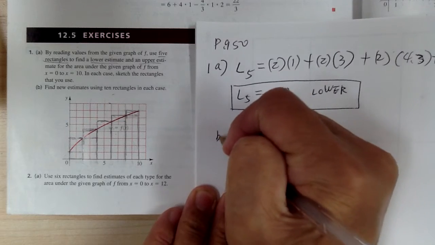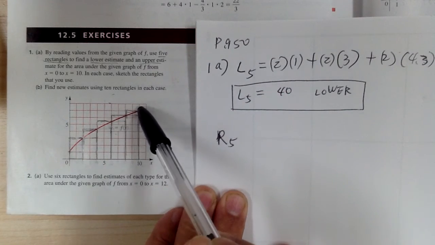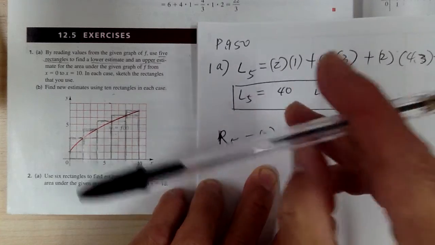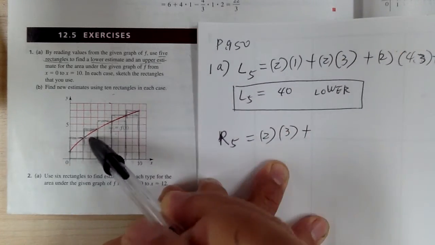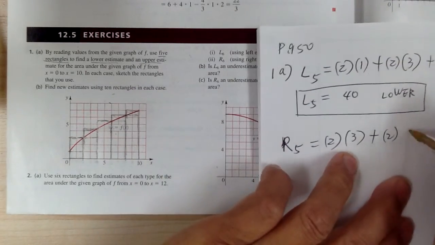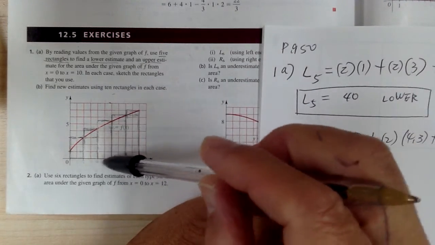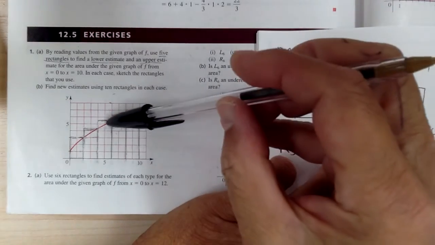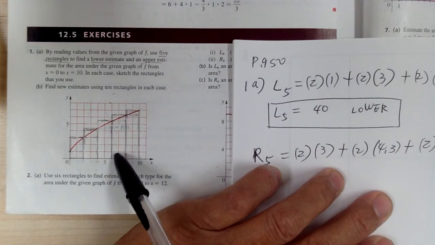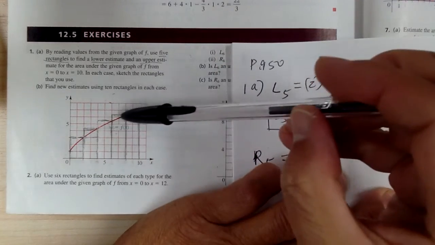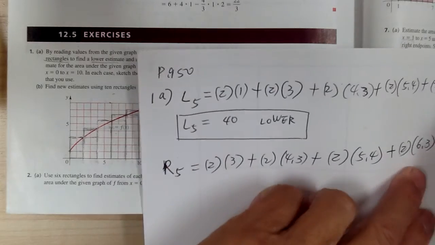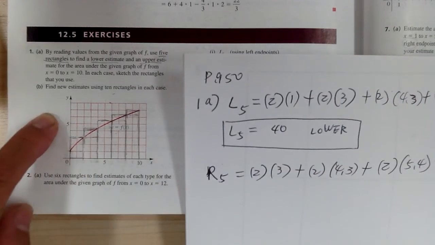So for the R5, again, R stands for the point on the right, and 5 means there are 5 strips. So first strip, the base equal to 2, and the height will equal 3. The second strip over here, the base equal to 2, and the height would be 4.3. The third strip, the base equal to 2, and the height is 5.4. And the next strip, the base equal to 2, and then would be 6.3. And the final strip, the base equal to 2, and the height will equal 7.